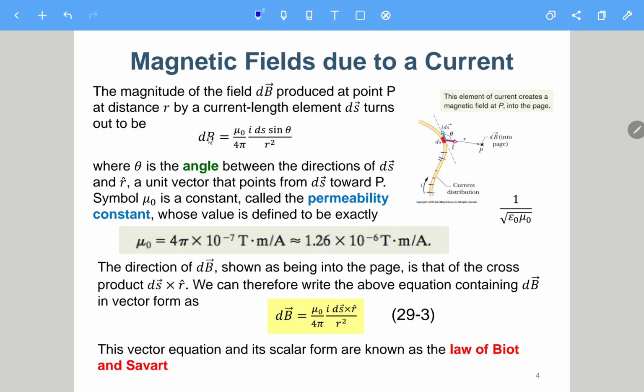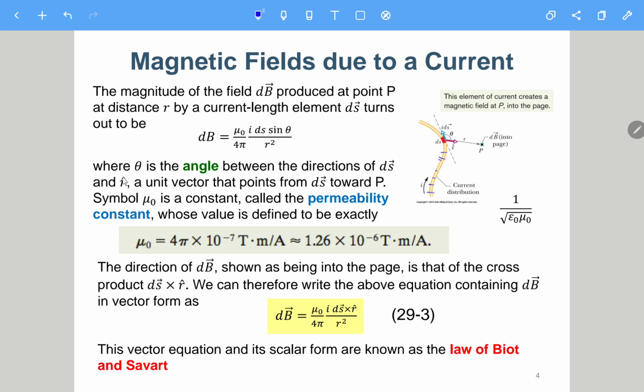So we have dB. The d is just a delta, not a variable. dB equals mu naught over 4 pi. Up till now we have not introduced mu naught yet. Here it comes: mu naught over 4 pi, times I times ds. ds is actually this small segment, and then sine of theta. Here we can see sine of theta, so you can imagine there should be some cross product, and then over r squared.